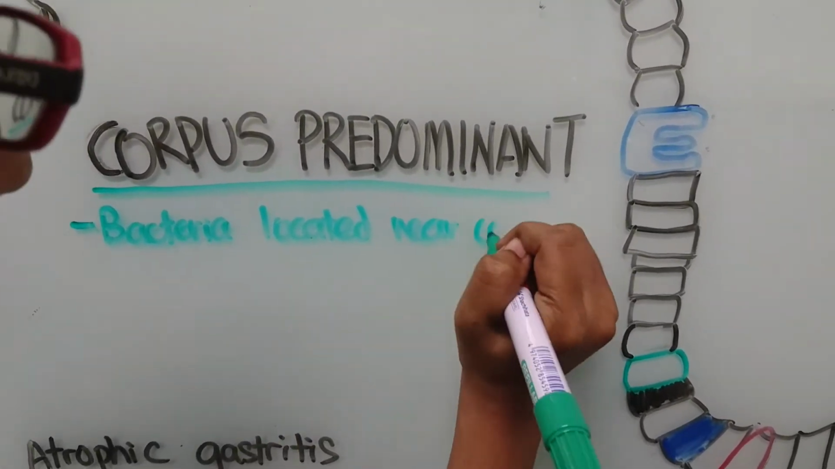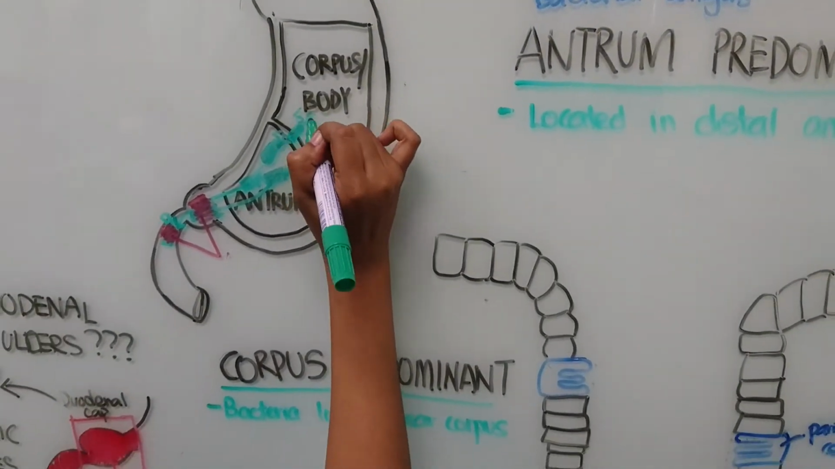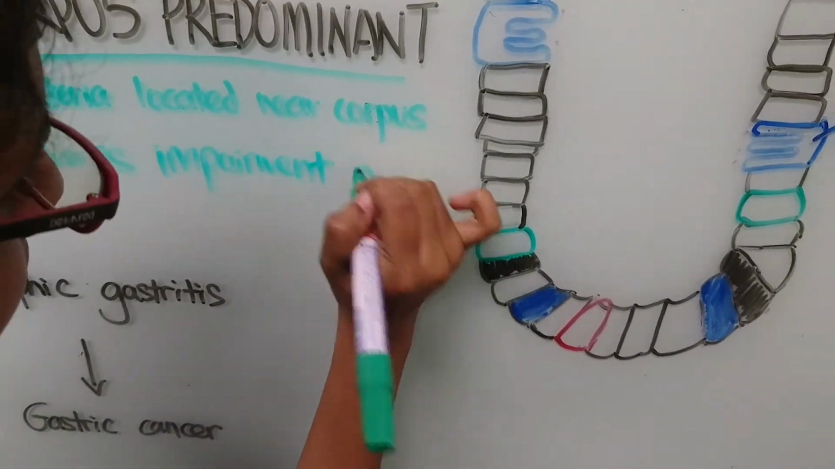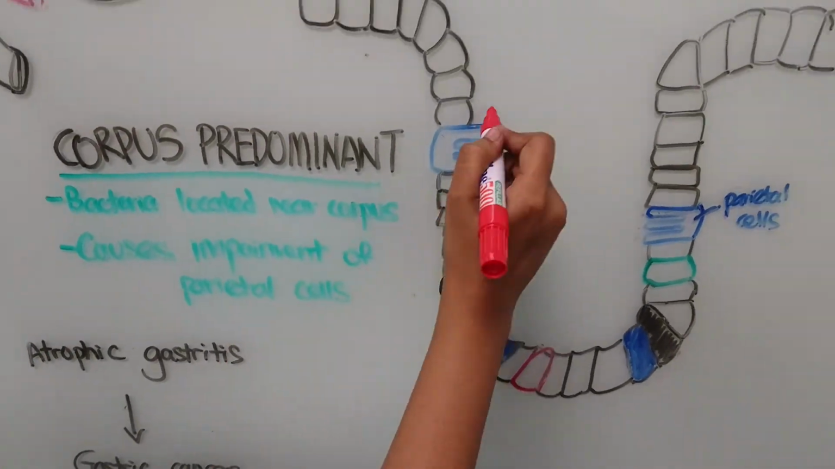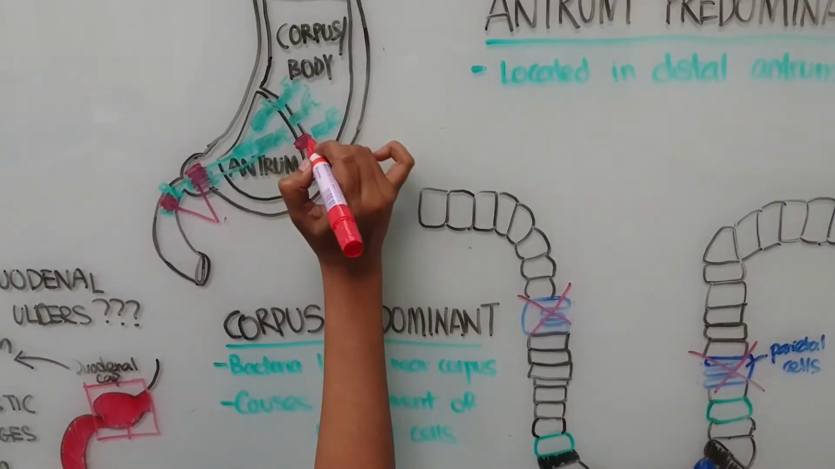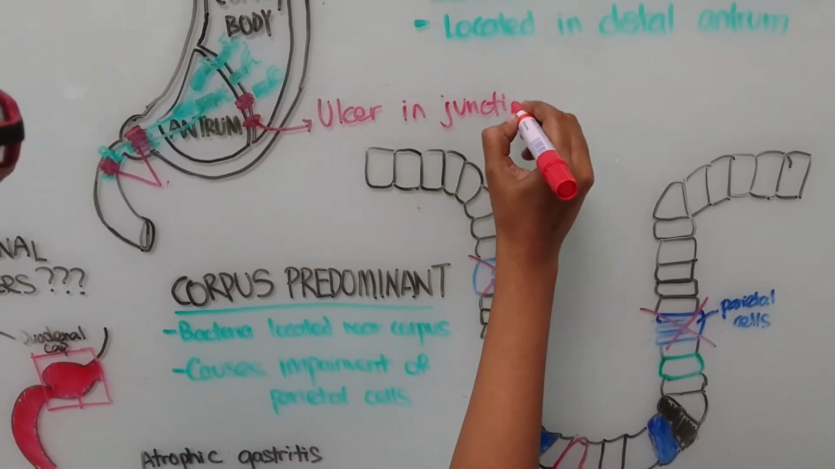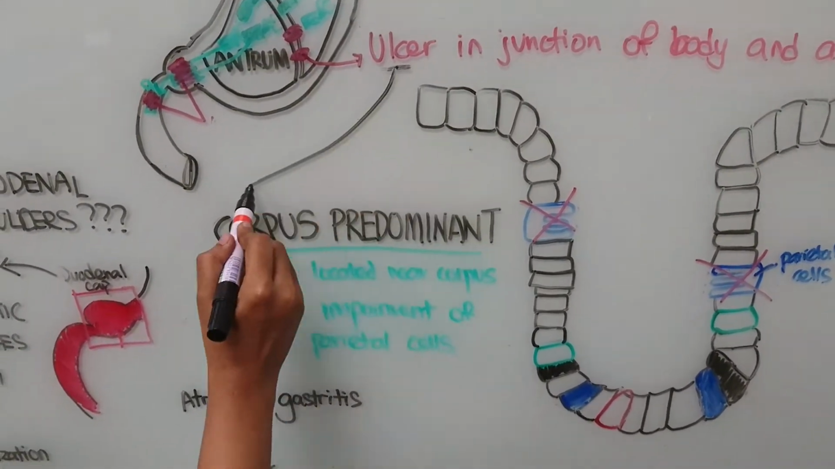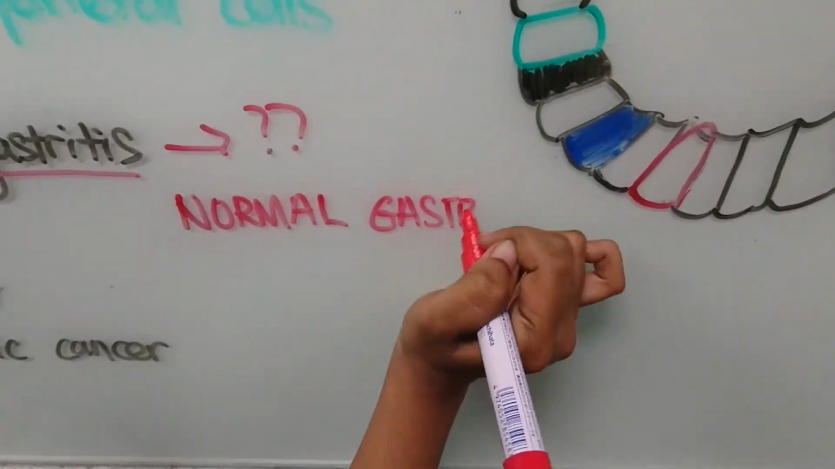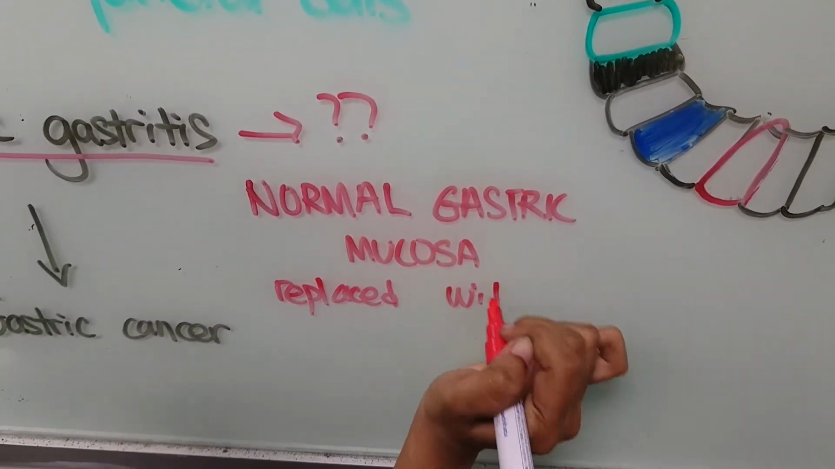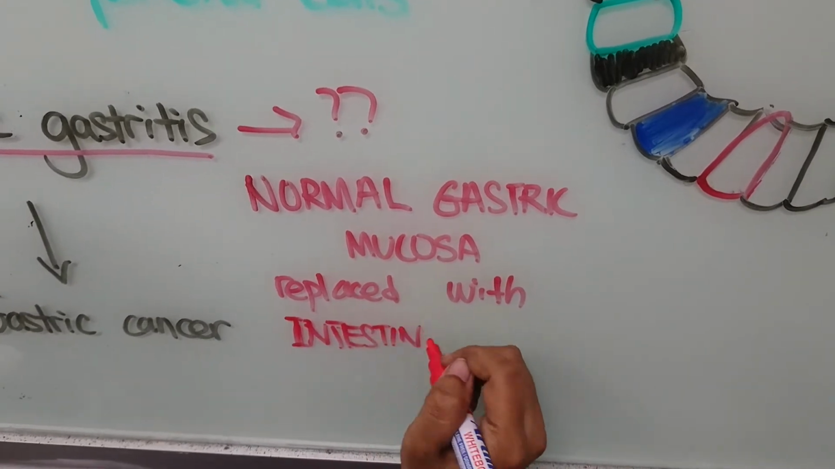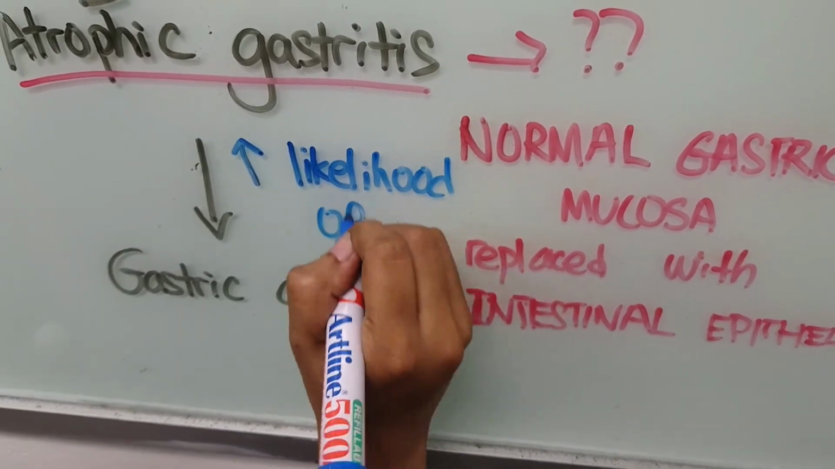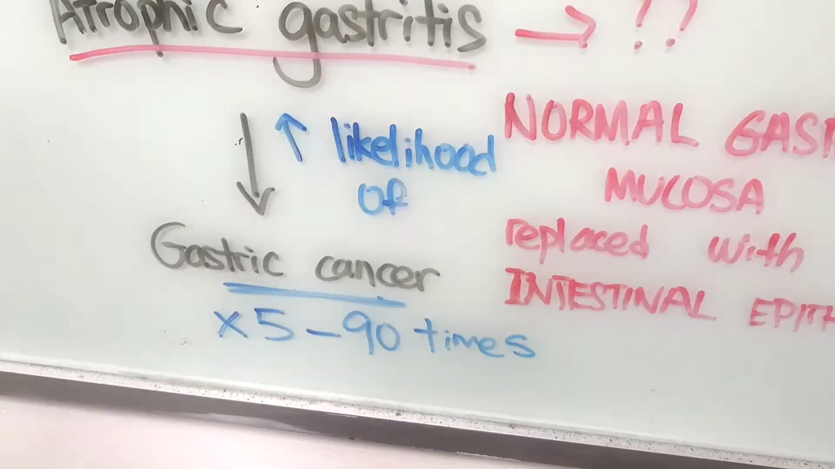Now let's move on to corpus predominant gastritis, in which the bacteria is located in the antrum but in close proximity to the corpus. This would definitely lead to the impairment of parietal cells, given that these cells are also found mostly in the corpus. Hence, this would lead to ulcers in the junction of the antrum and corpus. Eventually, this could lead to atrophic gastritis, which is the replacement of normal gastric mucosa with intestinal epithelium. This increases the likelihood of developing gastric cancer by 5 to 90 times.